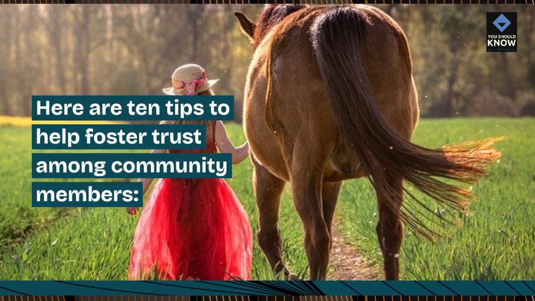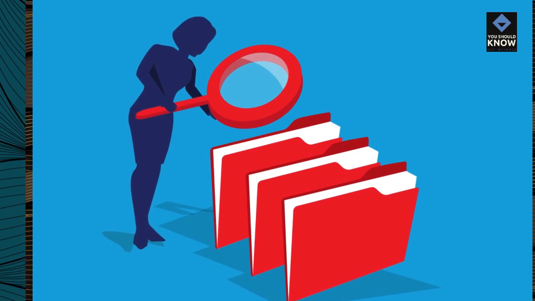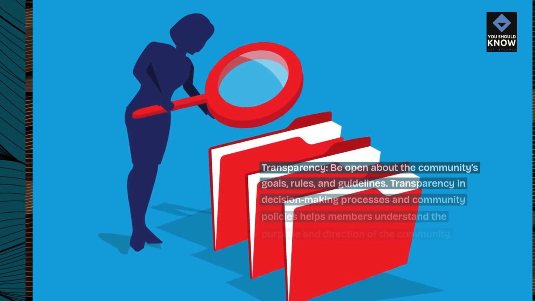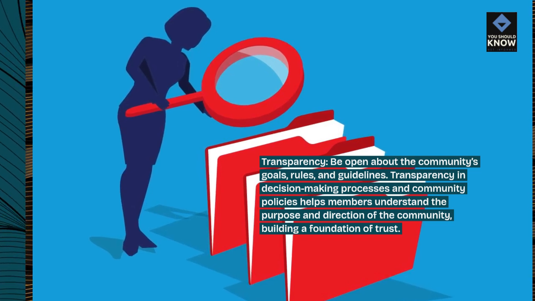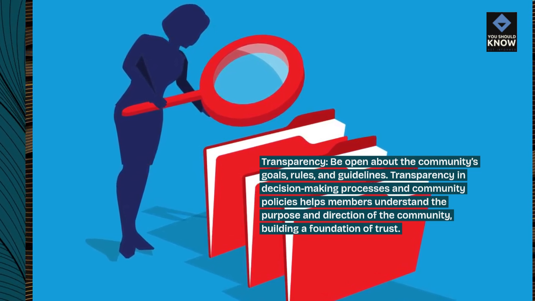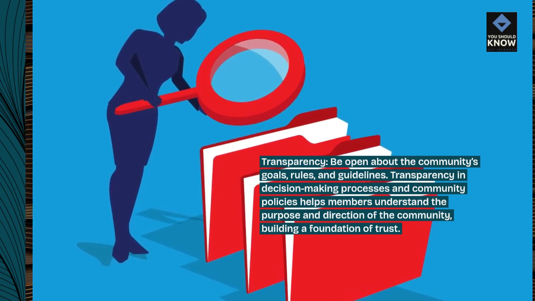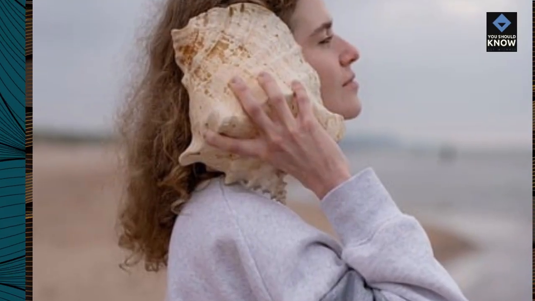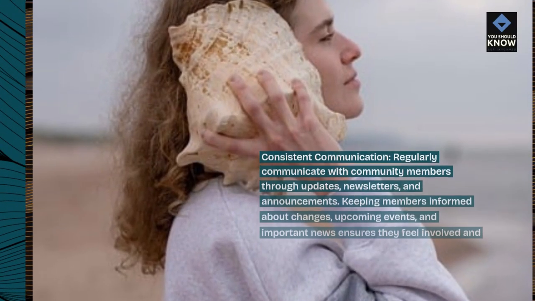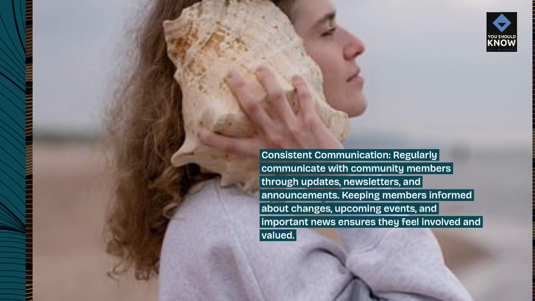Here are 10 tips to help foster trust among community members. Transparency. Be open about the community's goals, rules, and guidelines. Transparency in decision-making processes and community policies helps members understand the purpose and direction of the community, building a foundation of trust.